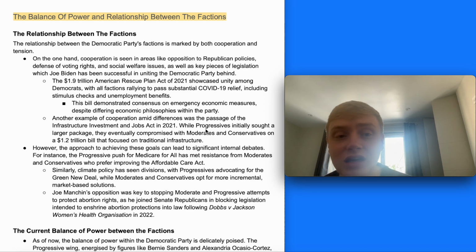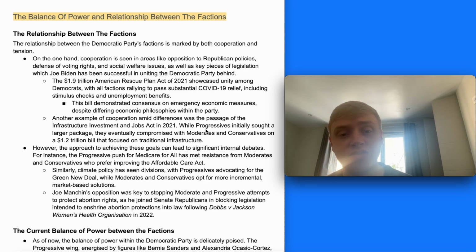The $1.9 trillion American Rescue Plan Act 2021 showed unity among Democrats, with all factions rallying to pass the substantial COVID-19 relief, including stimulus checks and unemployment benefits, which received no support from the Republican Party. It was passed due to party unity.